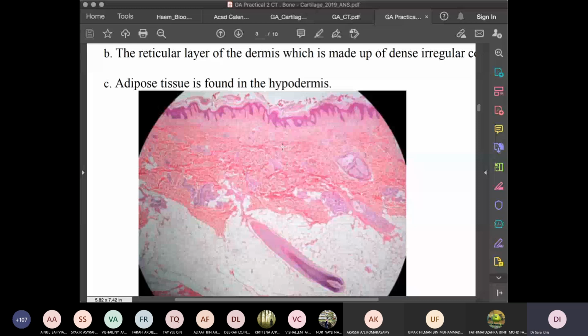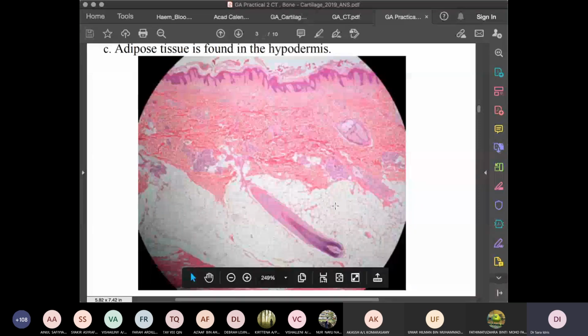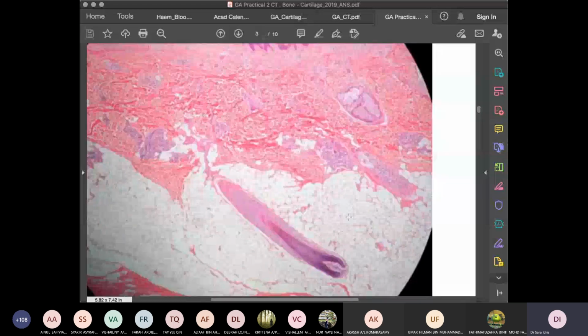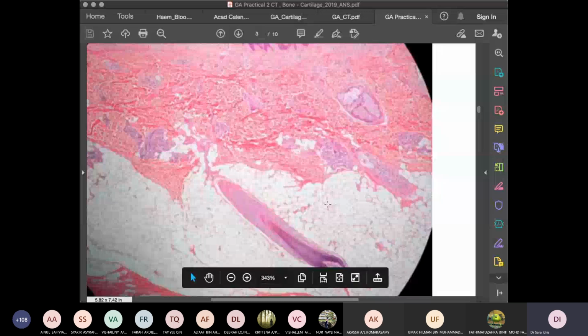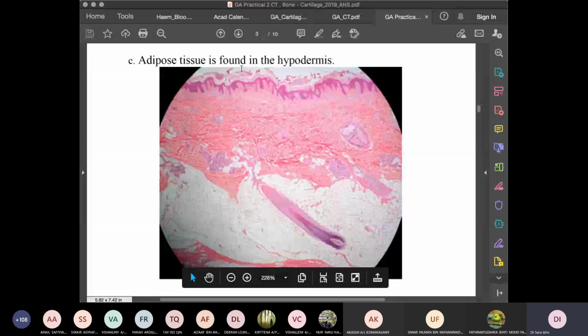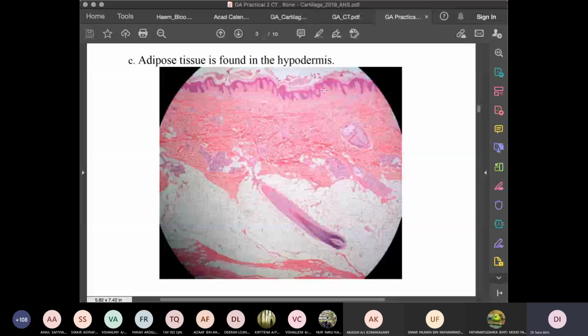And then if you were to look deeper, you see a lot of empty spaces here. This is supposed to be your adipose tissue, but it appears empty because the fat droplets, the lipid molecules, were removed when you prepared the slide. So in a section of the skin, you find your epithelium up top. Deeper to the epithelium, you find the papillary layer of the dermis, which is loose connective tissue. Then the reticular layer is the dense irregular connective tissue. And deeper to that will be your hypodermis, which is made up of adipose tissue.